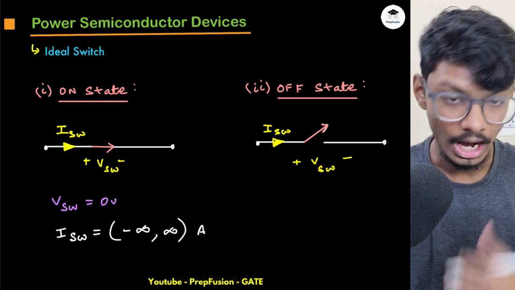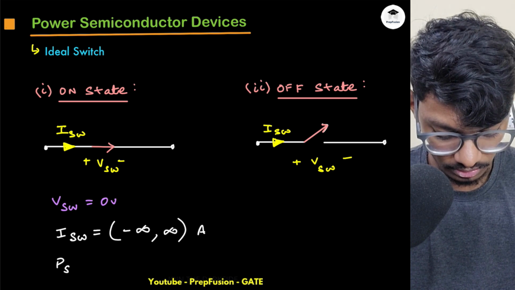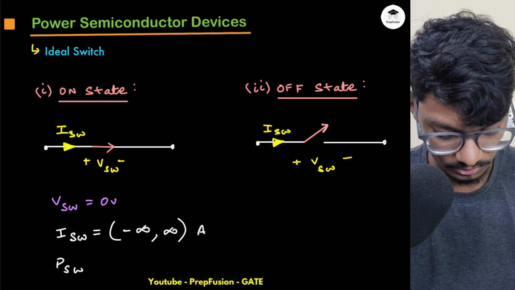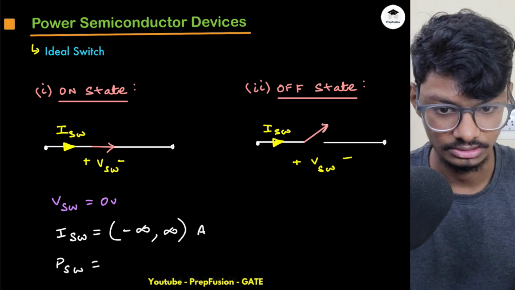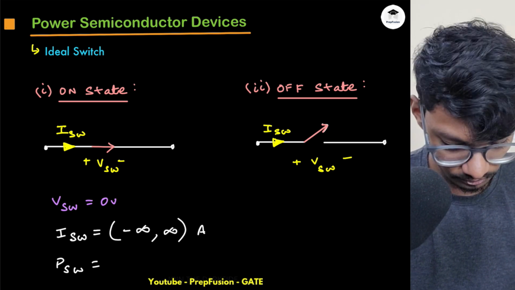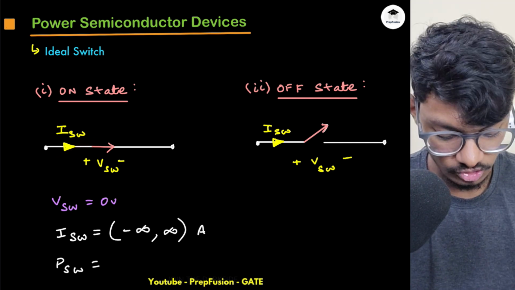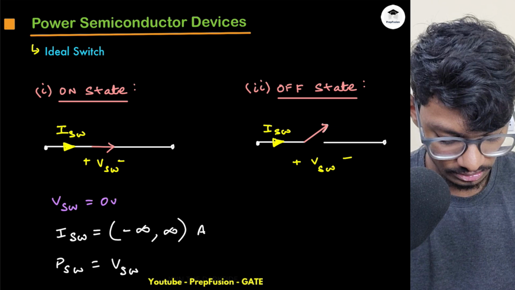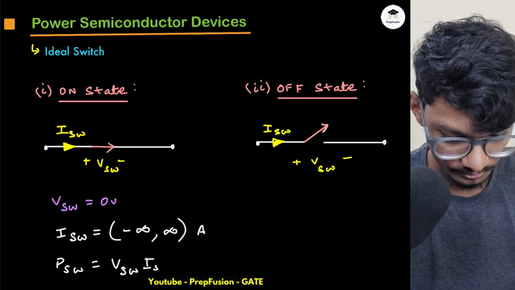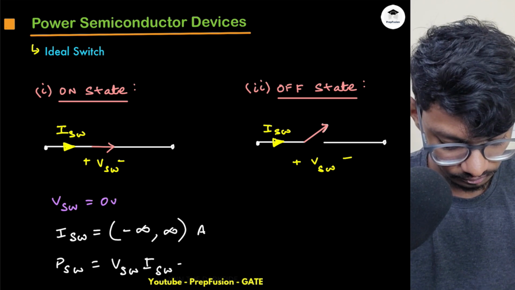Now, how much power can it dissipate? Obviously, for an ideal switch, the power dissipated during conduction should be 0, because my V switch is exactly equal to 0. There is no drop across the switch, so obviously V switch times I switch will be 0.